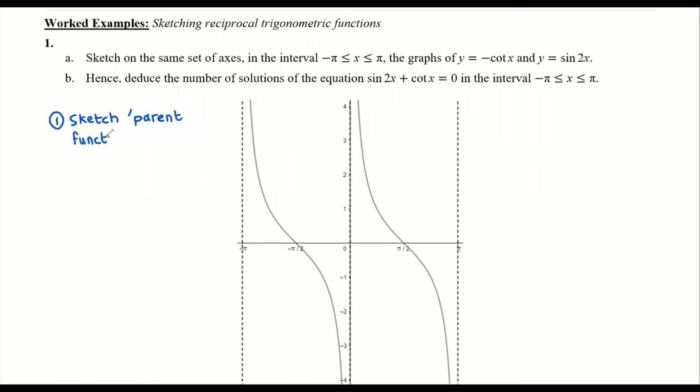Okay, parent function as in a standard function that has not been transformed. And I think we can consider y equals cot x now as a parent function because we've examined why it has its shape and what the shape actually is. And remember, of course, we're only interested in the values between negative pi and pi. So hence I'm going from negative pi to pi there. So that's all okay. We've sketched the parent function. That's what we have on the screen in front of us.